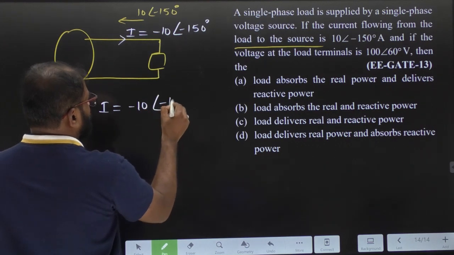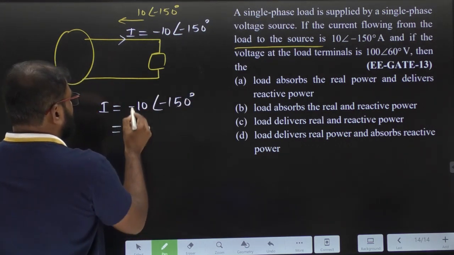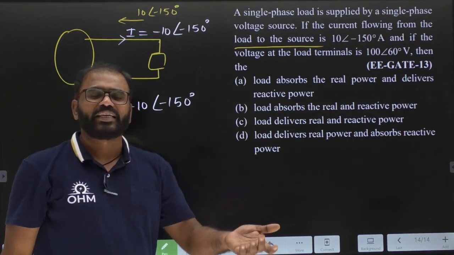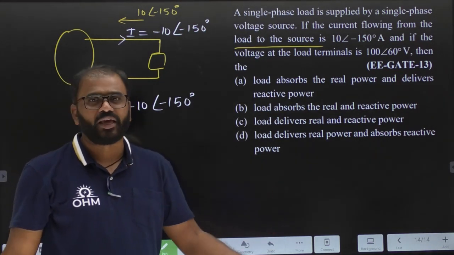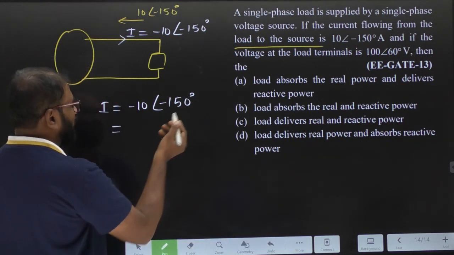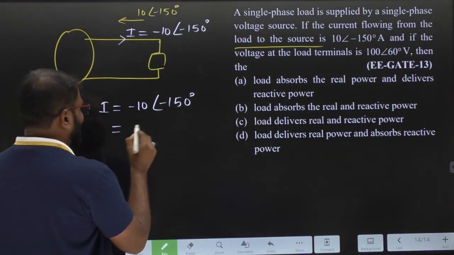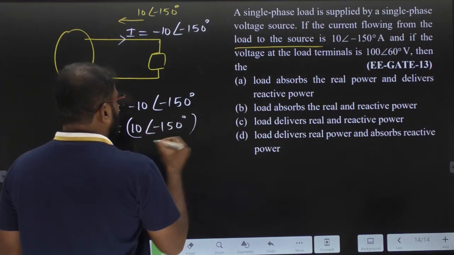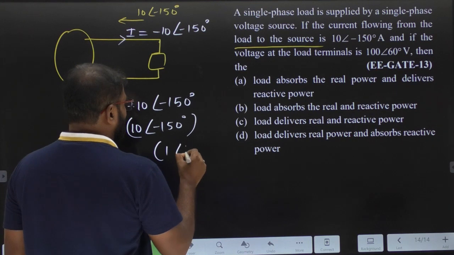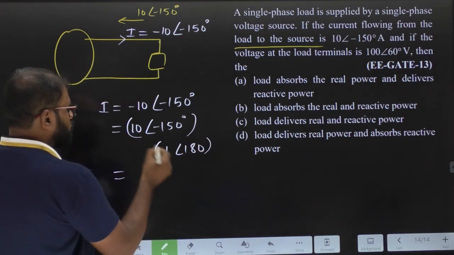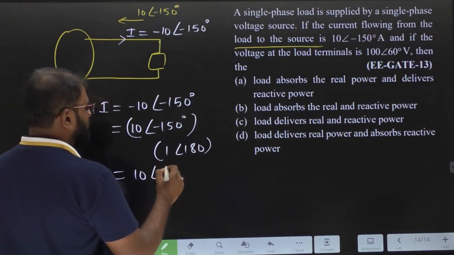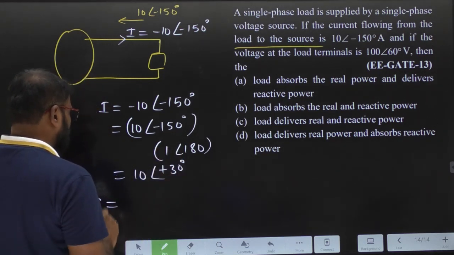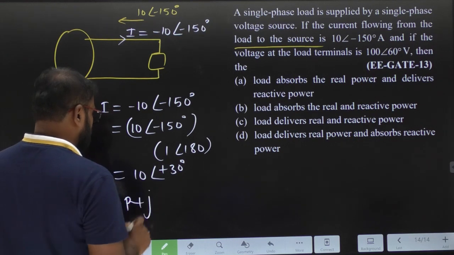But how to write this current I? Minus 10 at an angle minus 150. This minus you can replace, in polar form, with either 1 at an angle 180 or 1 at an angle minus 180. Both are valid. It's up to you. But I will write plus 180 so that I will get a smaller angle. Resultant angle is smaller. 10 at an angle minus 150 multiplied with 1 at an angle 180. Magnitudes will be multiplied, phase angles will be added. So we get 30 degrees. Now what is the expression for complex power? P plus jQ.